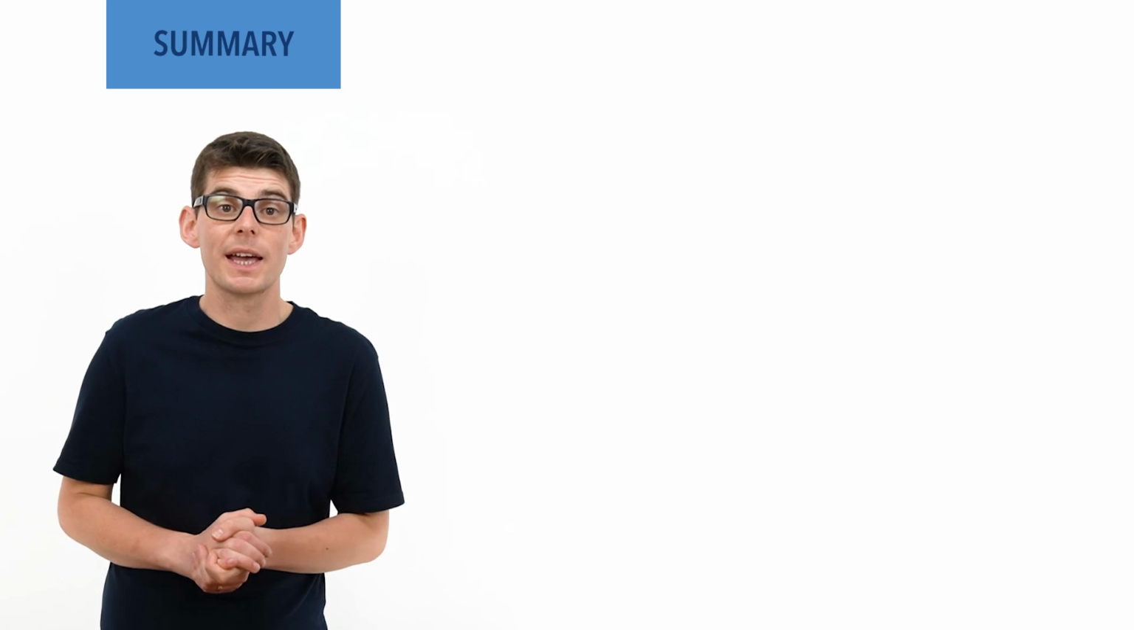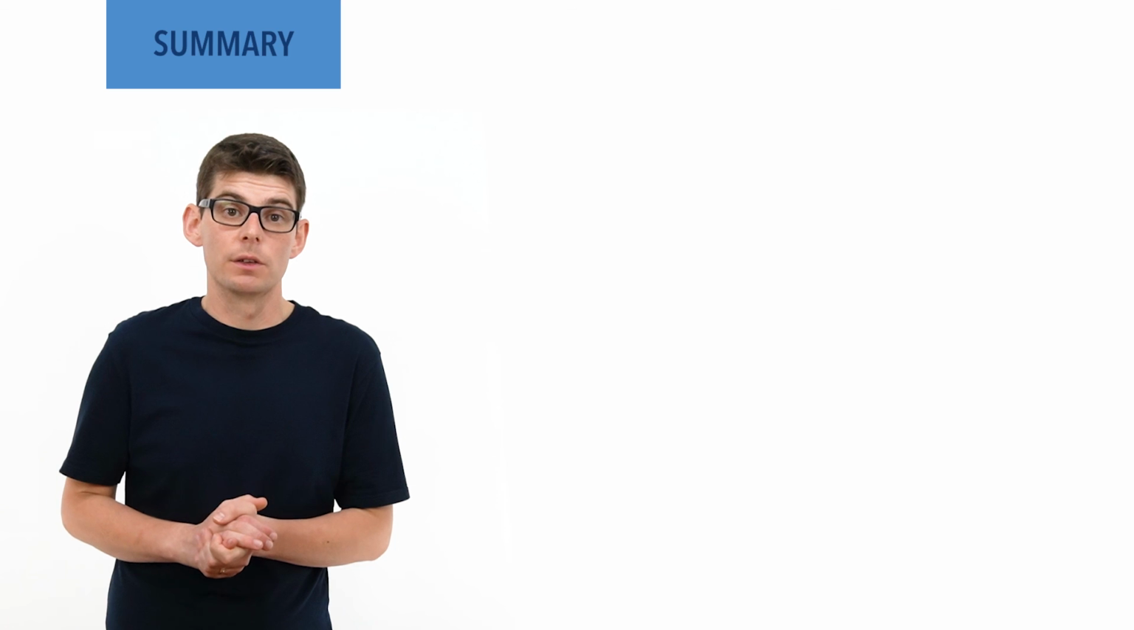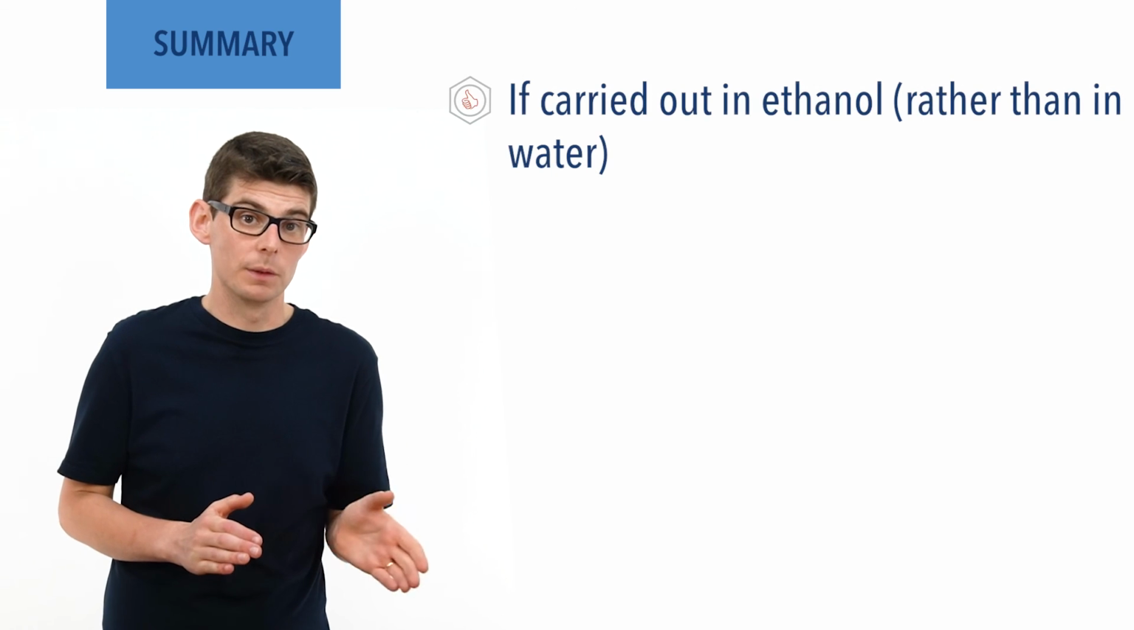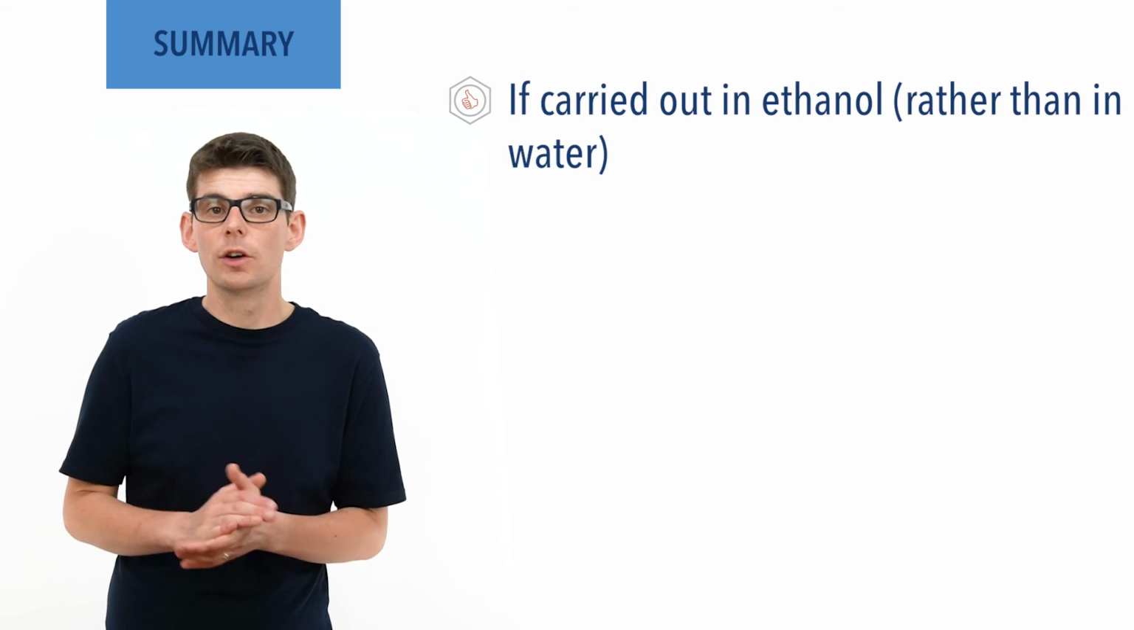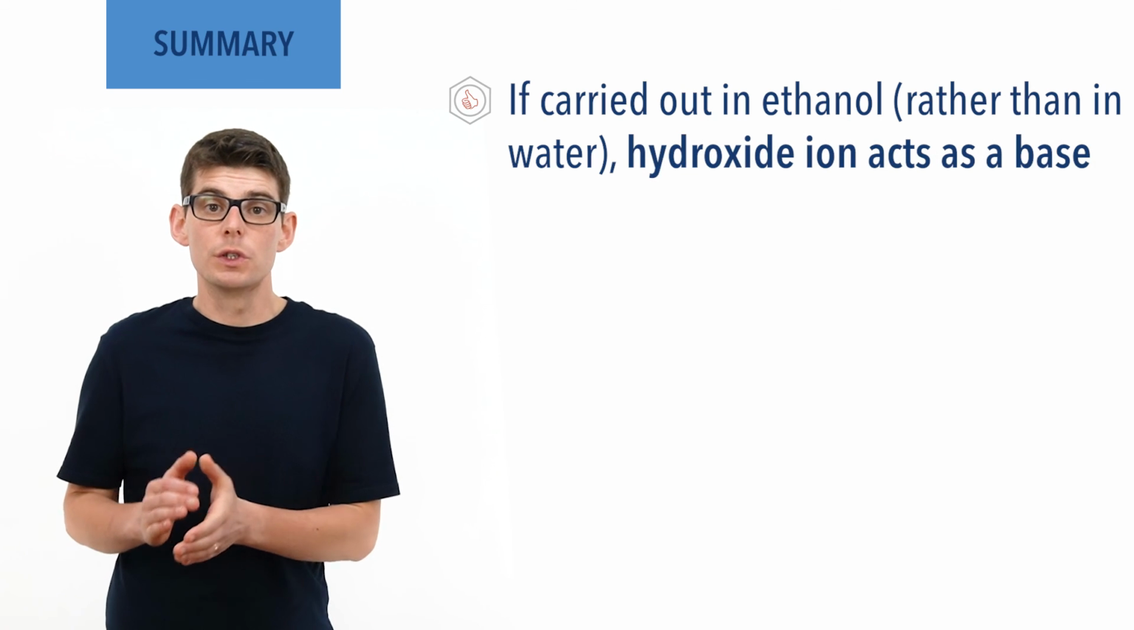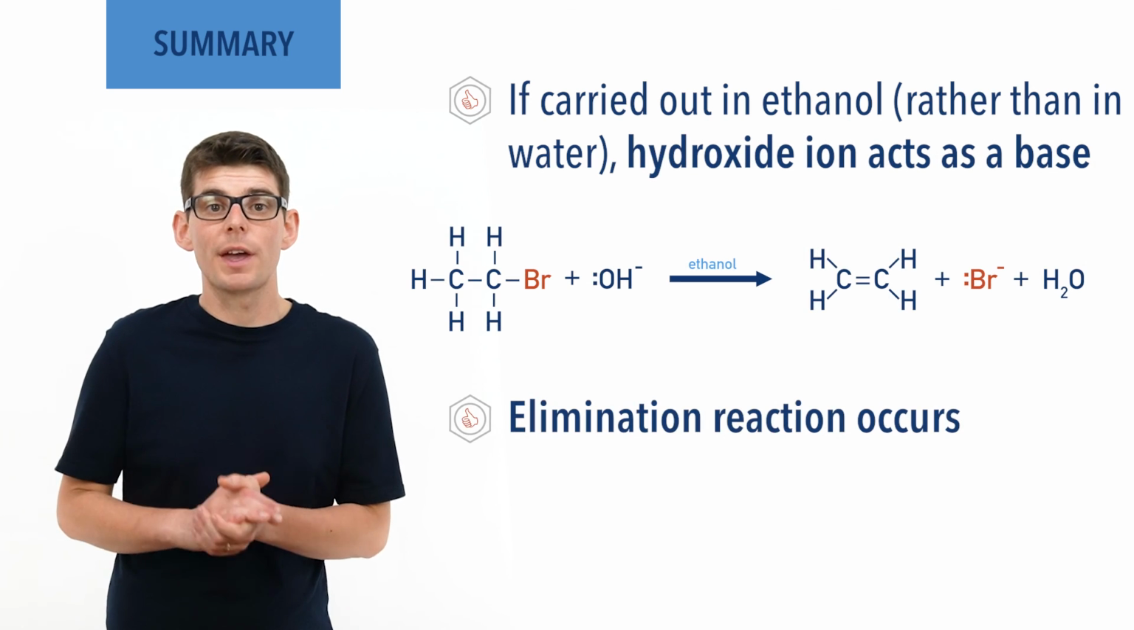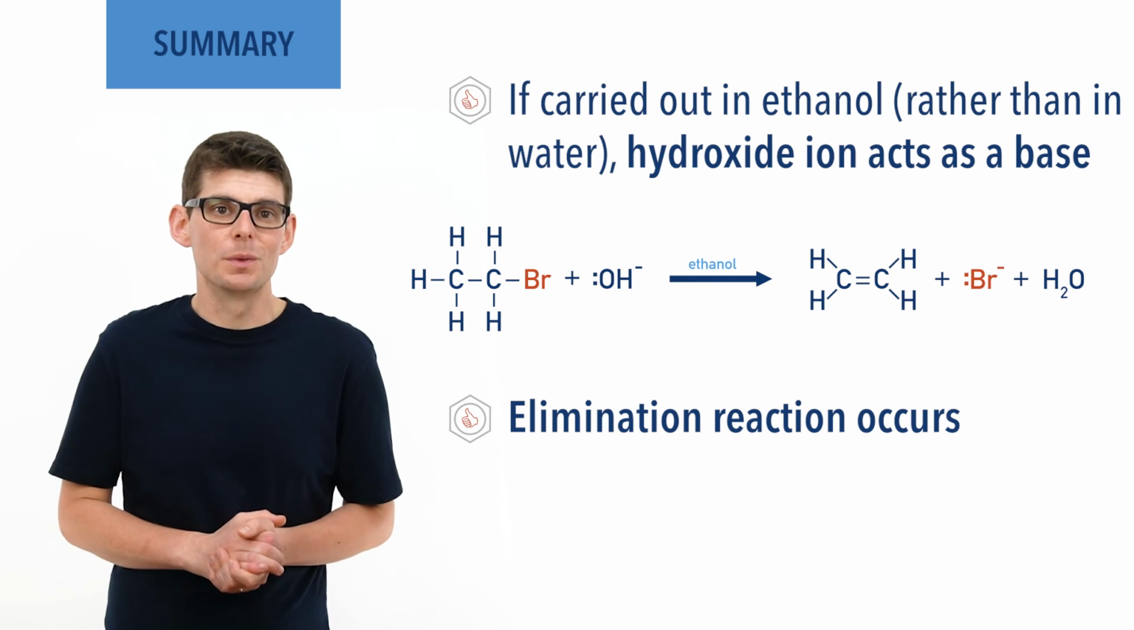If the reaction between a halogenoalkane and hydroxide ions is carried out in ethanol rather than water, the hydroxide ion acts as a base rather than as a nucleophile. An elimination reaction occurs and an alkene is produced.